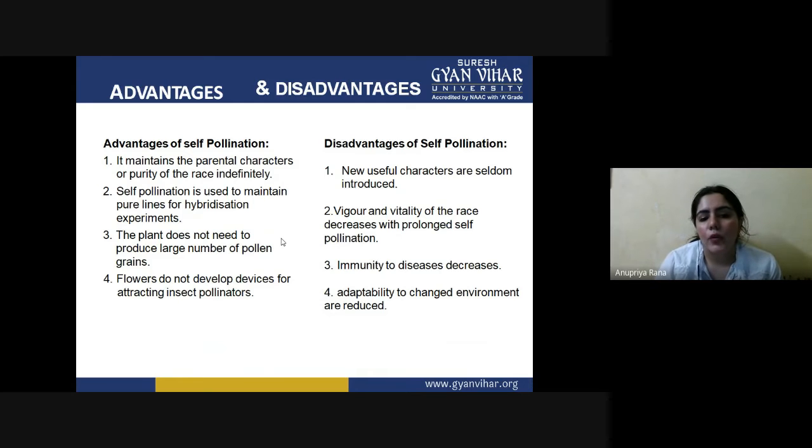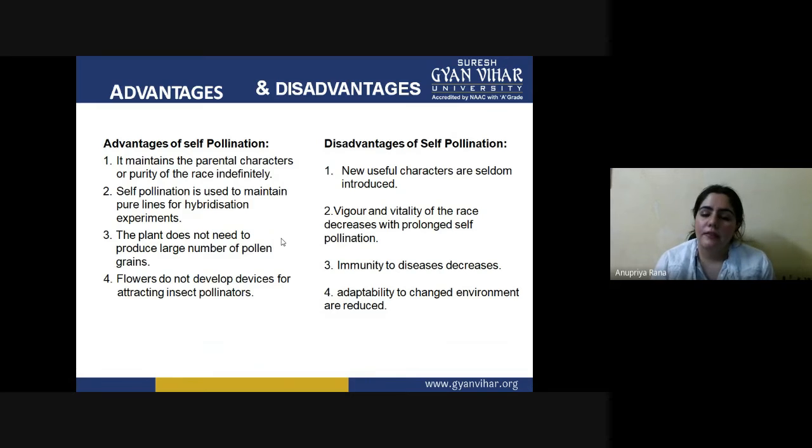Next, flowers do not develop devices for attracting insect pollinators. They do not need to be very attractive or colorful. They do not need any very effective odor. Basically, even if these things are not present in a plant or flower, they can still make the pollination happen.